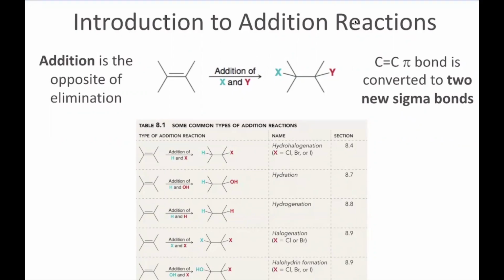In the previous chapter, we talked about doing elimination, removing a leaving group and a proton from adjacent carbons, creating that double bond. In this chapter, we're doing the opposite reaction. We are doing addition to a double bond. So addition is the opposite of elimination. We take a carbon-carbon pi bond and convert that into two new sigma bonds.